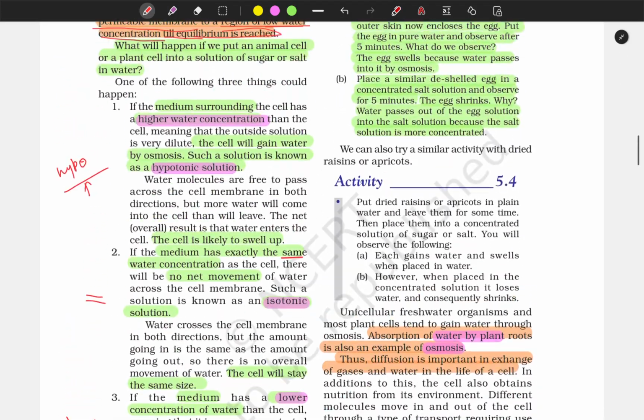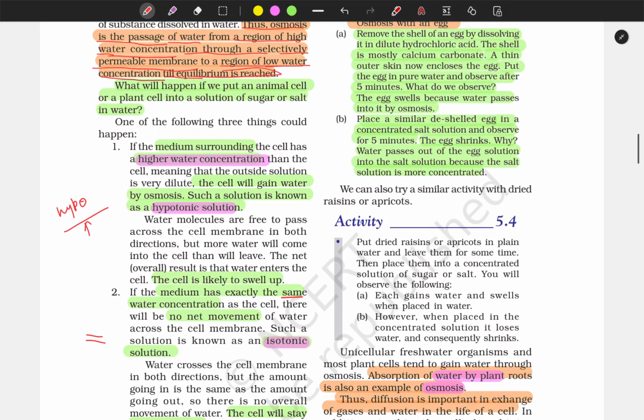So now we are discussing some types of mediums. What will happen if you put an animal cell or a plant cell into a solution of sugar and water? This is also in continuation of diffusion, from high concentration to lower concentration.